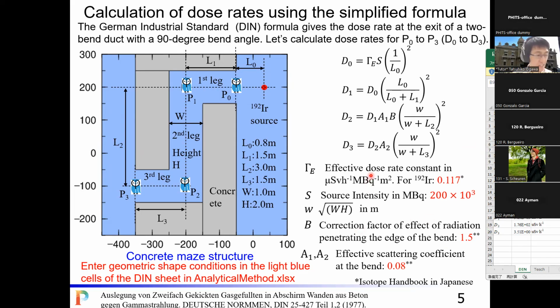If you have difficulty in finding the length of L0, L1, W, H, etc., actually all data are written here. You can simply copy and paste these distances to the Excel spreadsheet if you are in trouble.